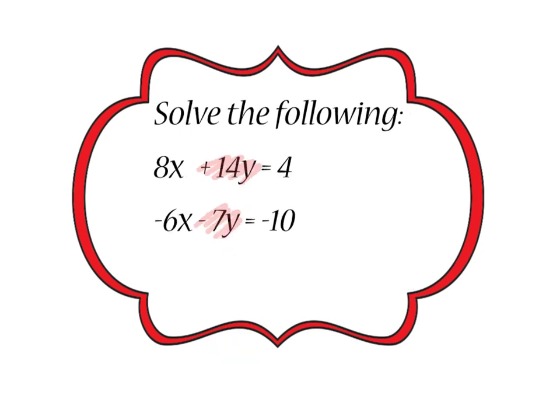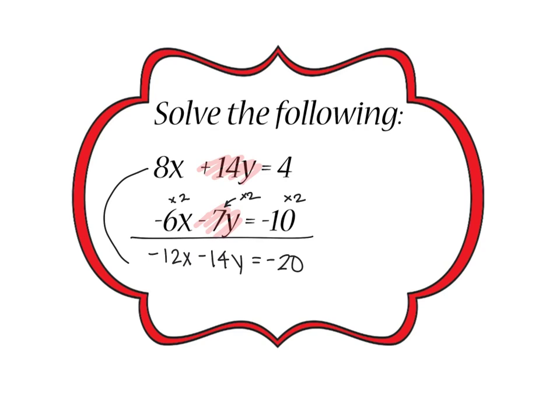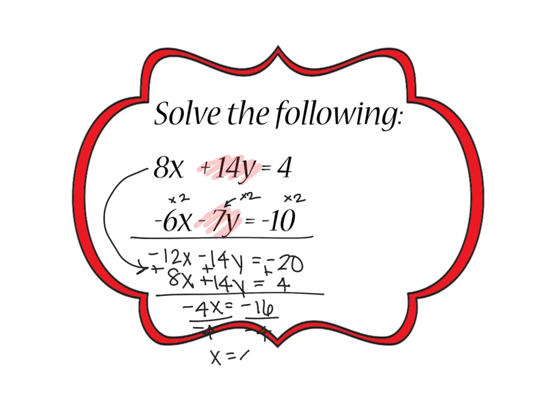On this system, I have a 14y and a negative 7y. I could turn this negative 7 into a 14 if I were to multiply each by 2. When I do that, I get negative 12x minus 14y equals negative 20. And then I can rewrite this equation right below it. And now when I add, those 14y's will cancel out. I will have negative 4x left and negative 16. And when I divide by negative 4, I get 4.